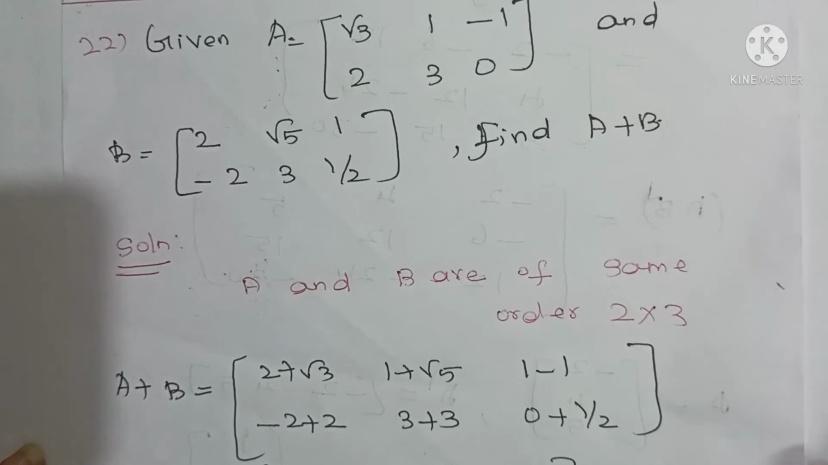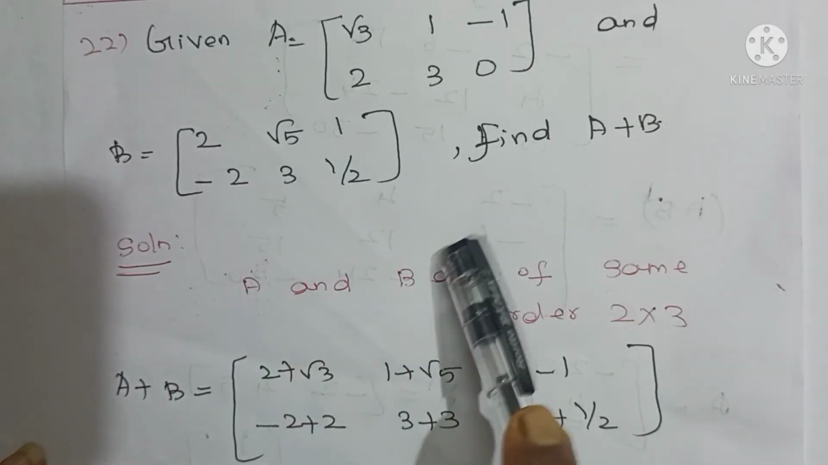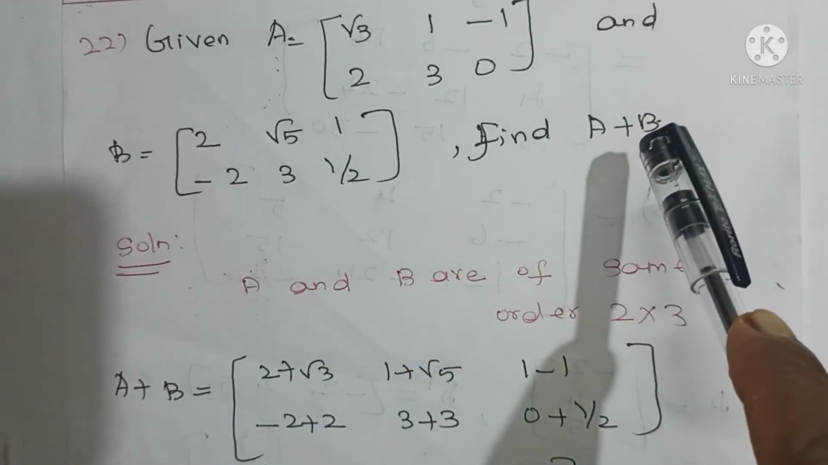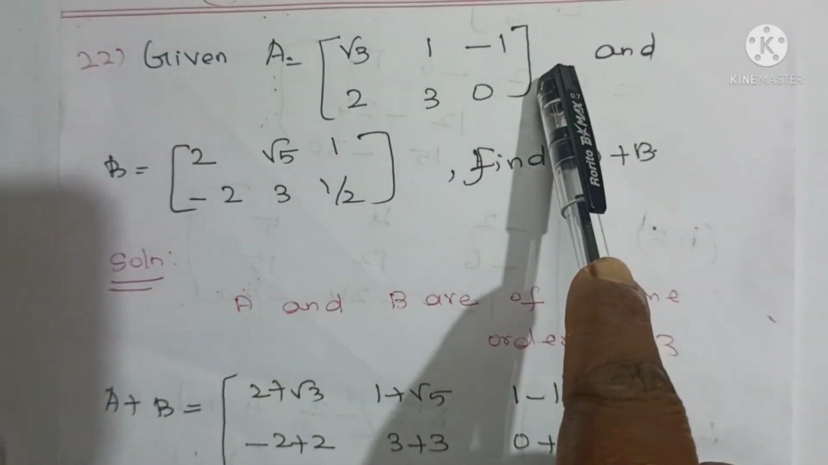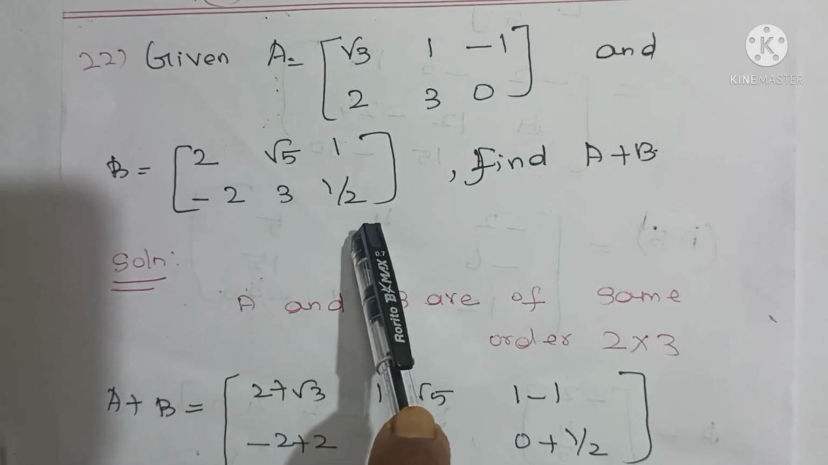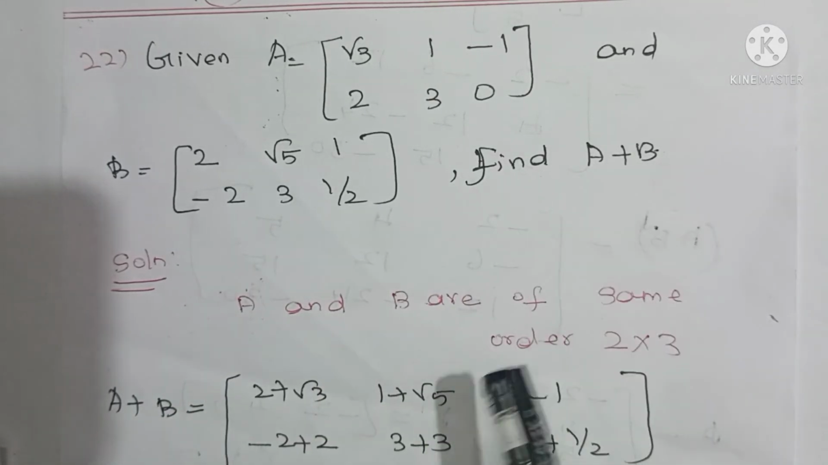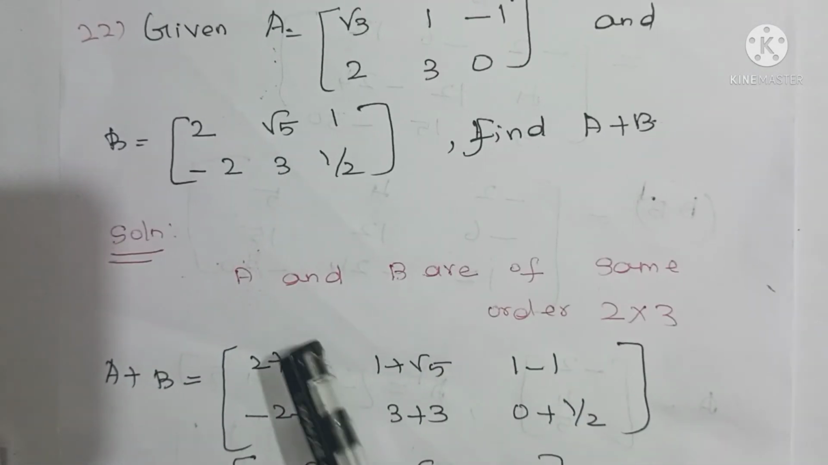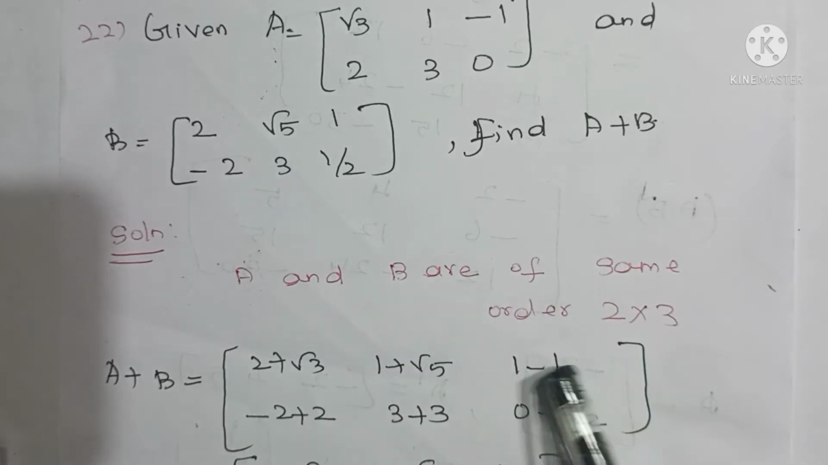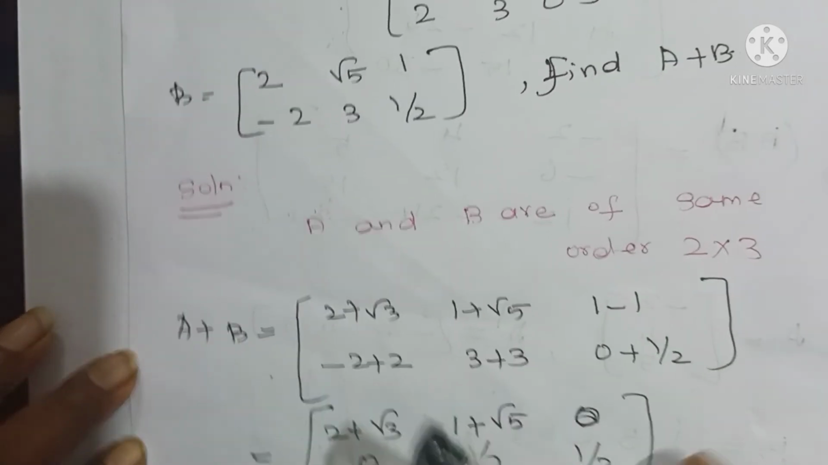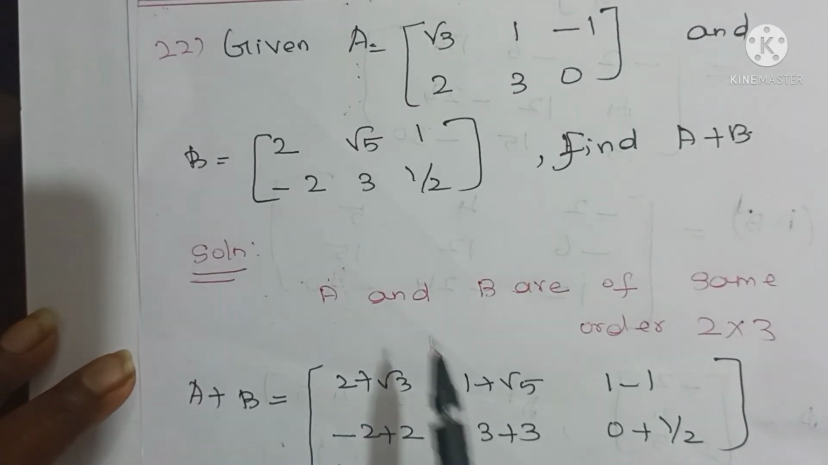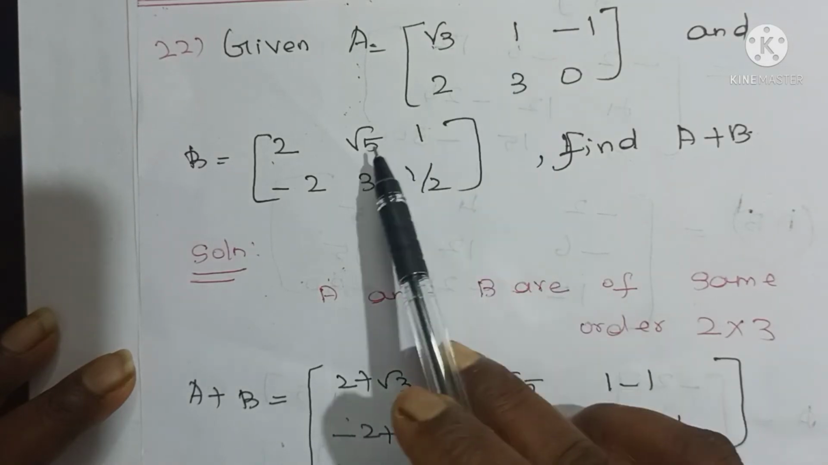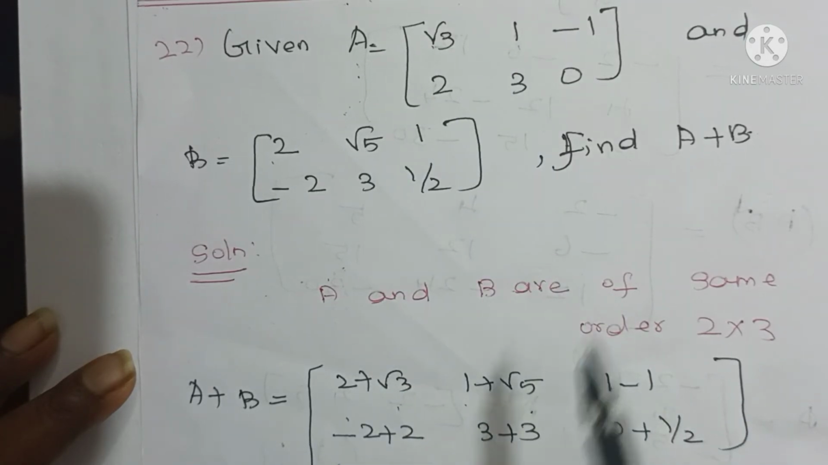On to 22nd question. Given A and B, find A plus B. If you want to add two matrices, first you have to check the order of the matrices. Here a 2 by 3 matrix, here also a 2 by 3 matrix. So you can add these two matrices. So here A, B are of the same order 2 by 3. So A plus B means you have to add the corresponding terms. Here root 3, here 2, so 2 plus root 3. Here 1, root 5, so 1 plus root 5.